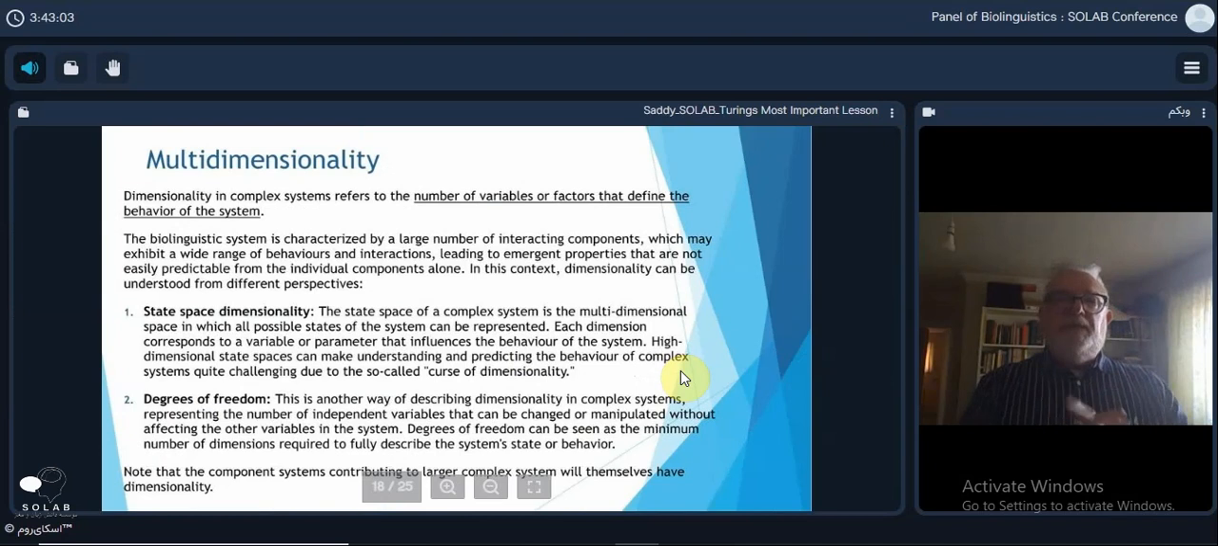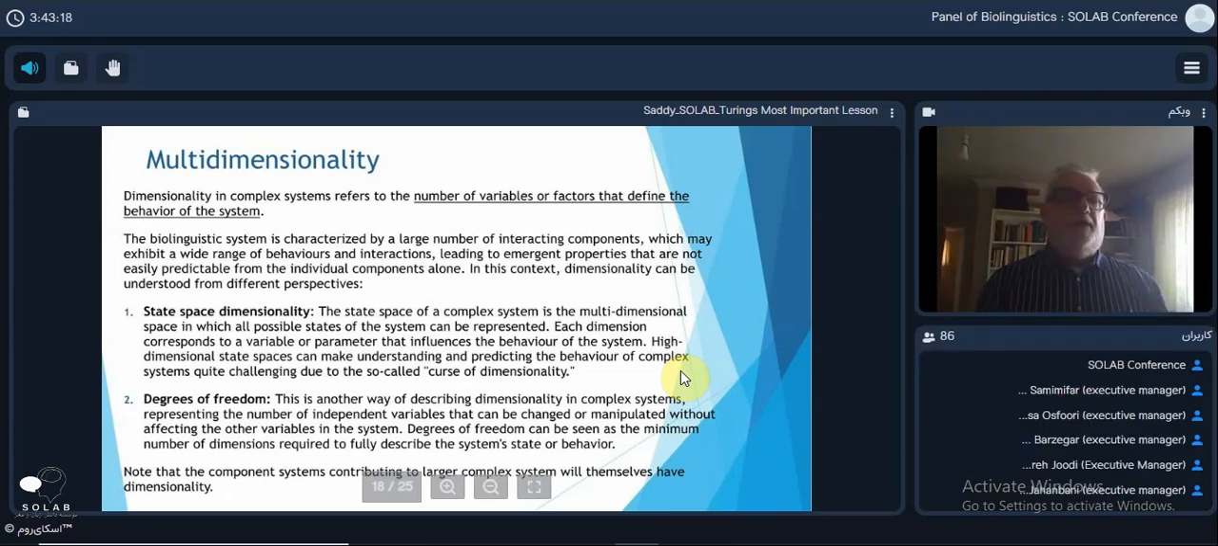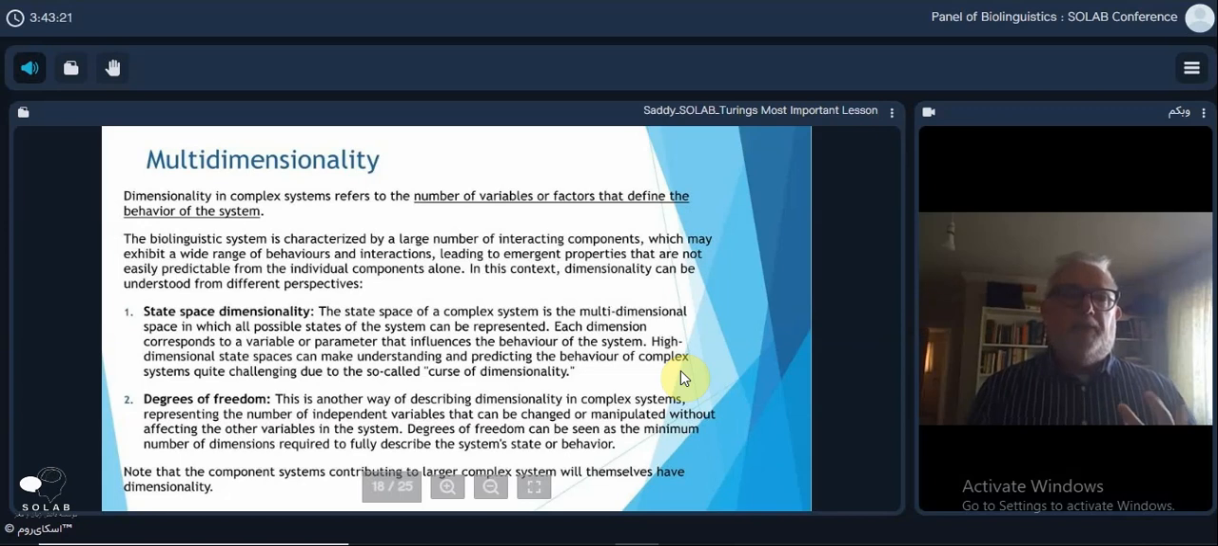So we've talked about space, so now we're forced to look at multidimensionality. We're talking about any type of system, but now here we're talking about complex systems. Dimensionality refers to the number of variables or factors that define the behavior of the system. A biolinguistic system is characterized by a lot of interacting components, which can exhibit a wide range of behaviors and interactions that lead to emergent properties. We've heard about that right from the first talk on. And they're not easily predictable from the individual components alone, if at all.